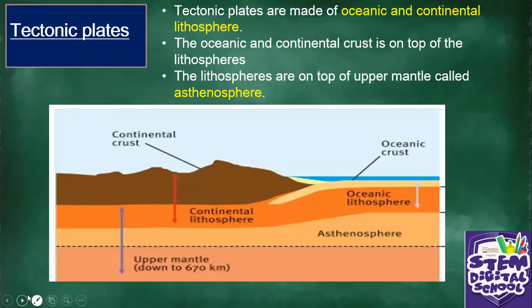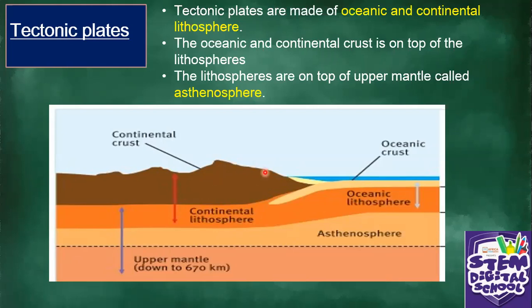Now let's look into detail at the tectonic plates. Tectonic plates are made of oceanic and continental lithosphere. Let me show you on the diagram. So they are made of what? Continental lithosphere and oceanic lithosphere.